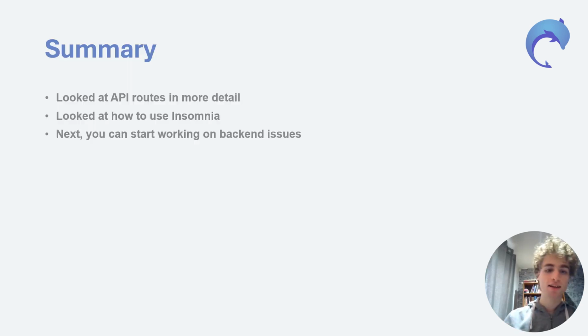And so then in summary, we've looked at API routes in more detail, and we've looked at how to use Insomnia. And so next you can kind of start working on backend issues.